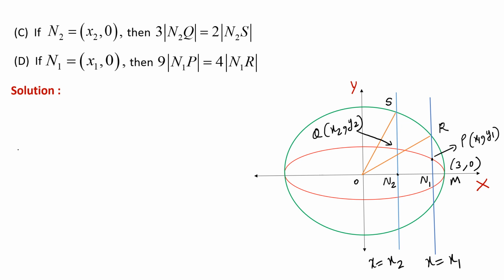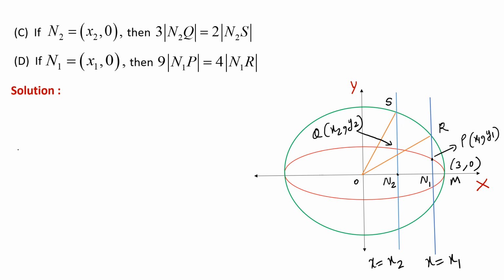Now students, we know that the equation of the auxiliary circle for the ellipse x square upon a square plus y square upon b square equal to 1, where a is greater than b, is x square plus y square equal to a square. Now here for this ellipse, a is greater than b and a is equal to 3. So this means the equation of the auxiliary circle for this ellipse is x square plus y square equal to 9. This clearly implies that the given circle is the auxiliary circle for this ellipse.